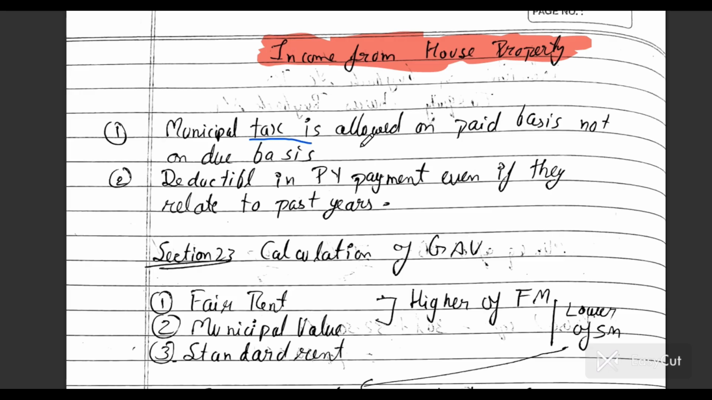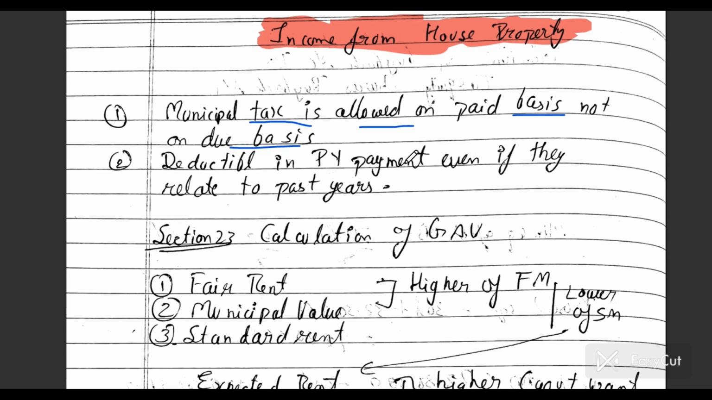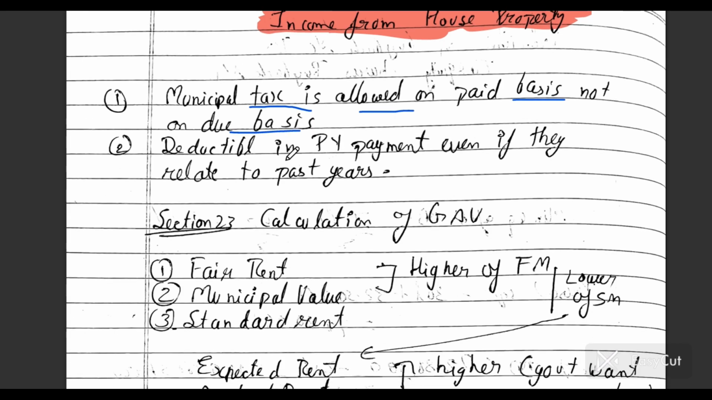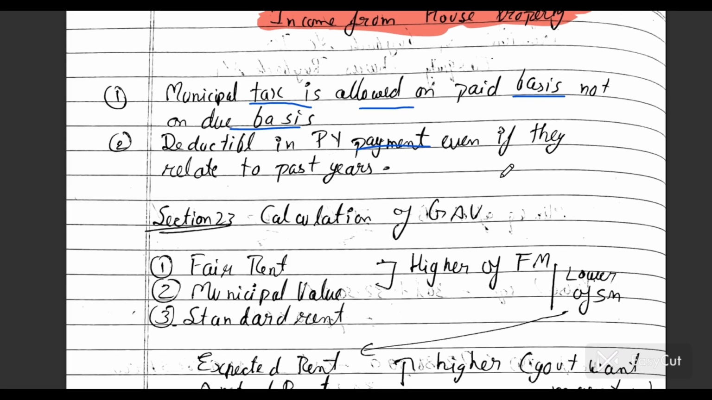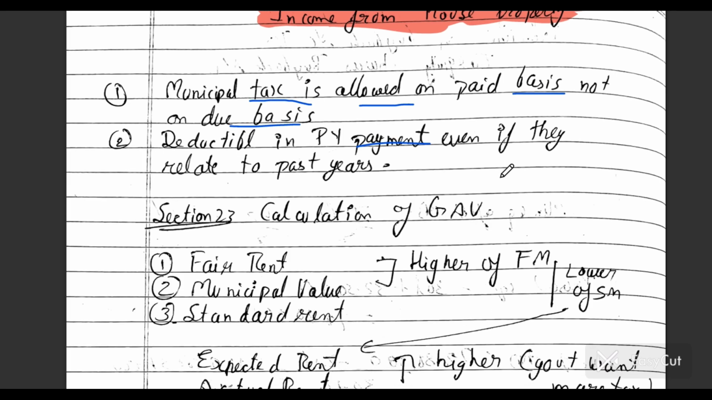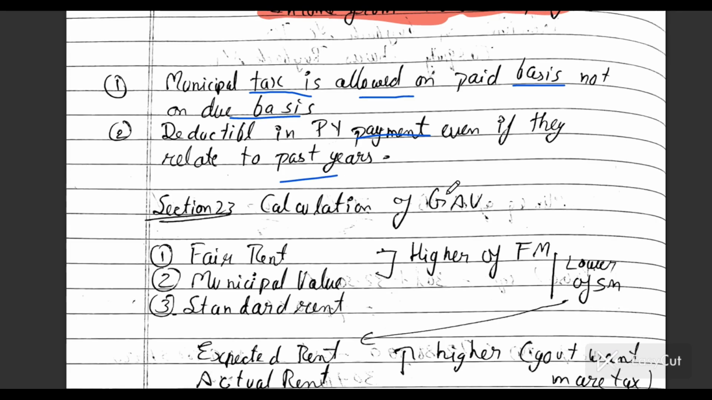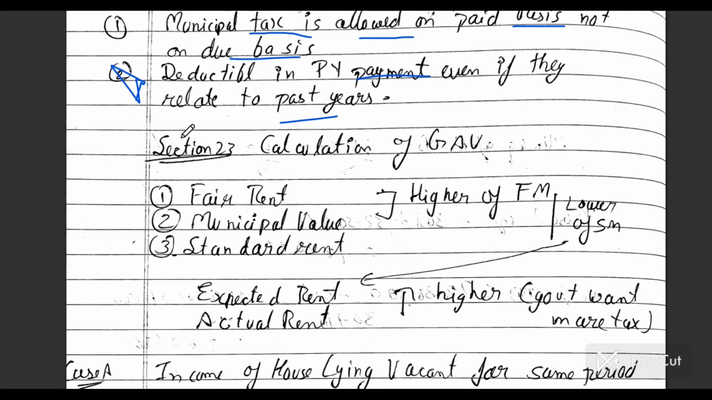So first this adjustment. If the question says municipal taxes are allowed, you have to allow them on a paid basis, not on a due basis. If the question says that municipal taxes are due but are not paid by the assessee, then it is not allowed; you do not have to deduct it from GAV. If you did not pay in the last year but you are paying in the current year, then you are allowed that much municipal tax in the current year. Okay, most important, just regarding the municipal taxes.